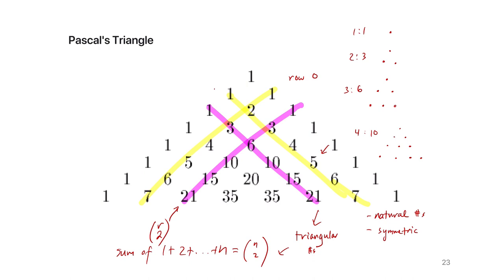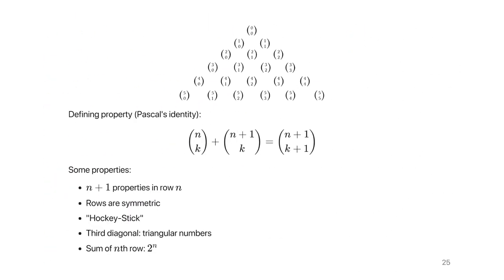The sum of 1, 4, and 10 is 15. The sum of 1, 4, 10, and 20 is 35, so on and so forth. So you can make this hockey stick shape. And the number at the bottom, 35, is the sum of everything on the shaft. So that's called the hockey stick. Is that clear?